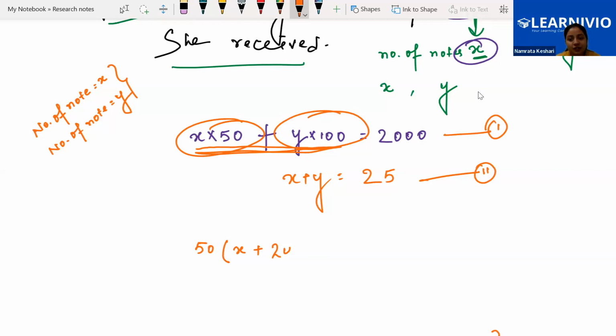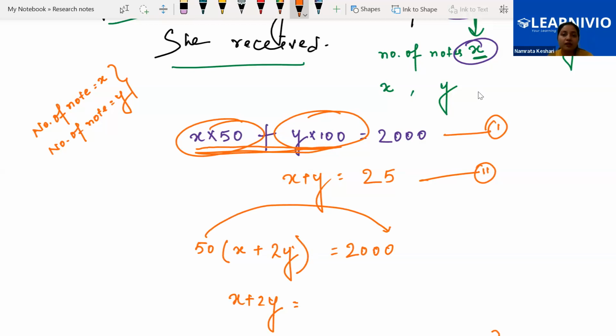Check it, 50. How many times is it 100? So it's 2, ma'am. It's 2. Okay. x plus 2y is equal to 2000, and then you said that we can transpose this 50 to the other side, so it will become x plus 2y is equal to what? Harshit and Ziana, please let me know what will be there on the right hand side. 2000 upon 50, that is 40.